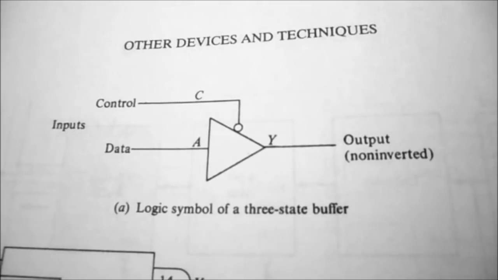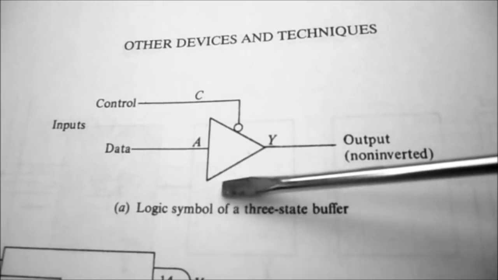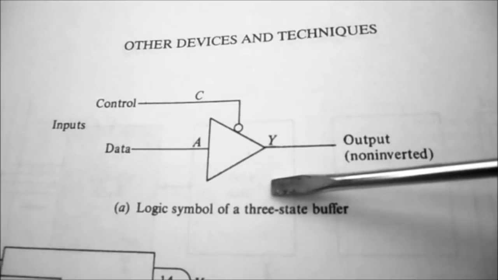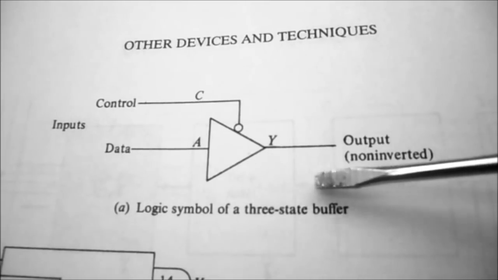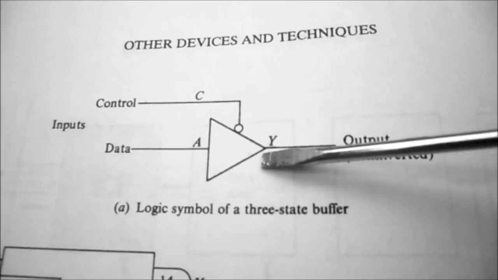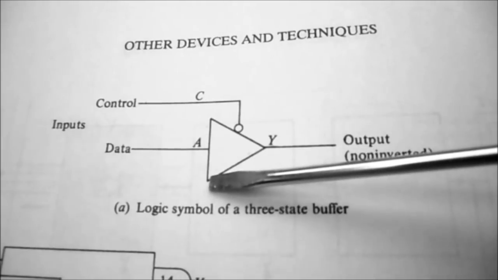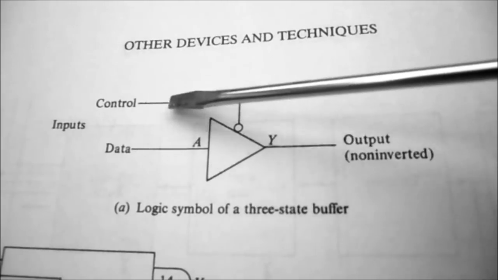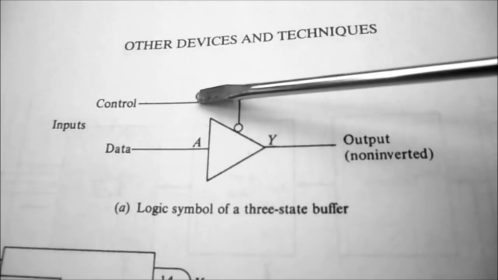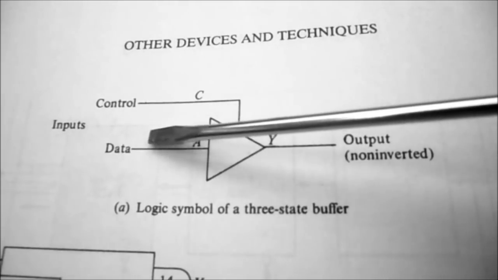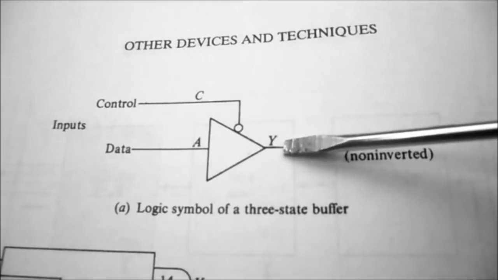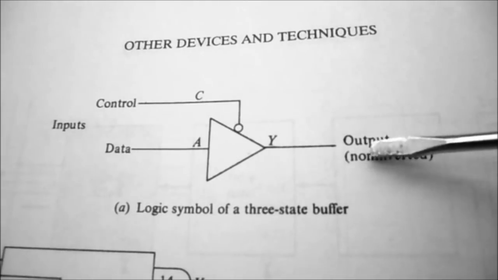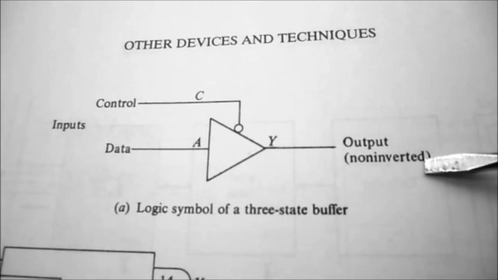So if you take a look at figure 13-12, part A, it shows you the logic symbol of a three-state buffer. It looks a bit like an inverter, but it doesn't do any inverting. Basically, when the control line is active, whatever's on your data will show out on your output, and you can see it's non-inverted.